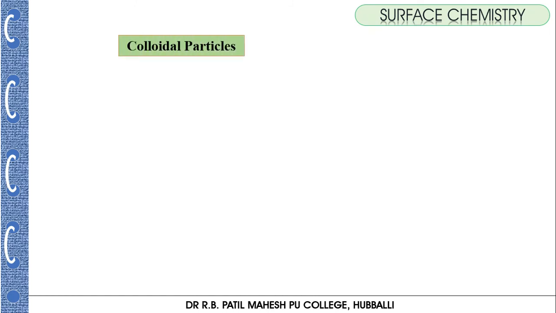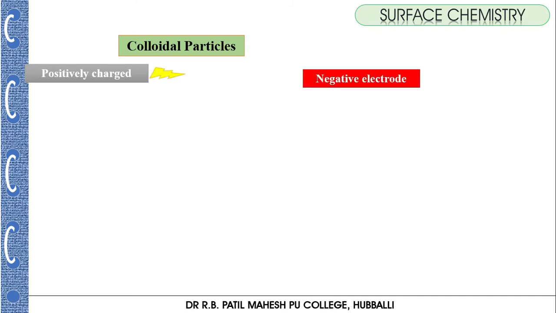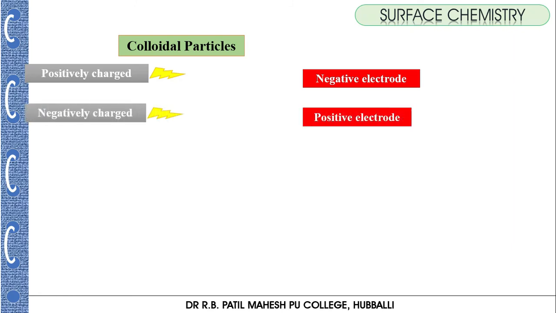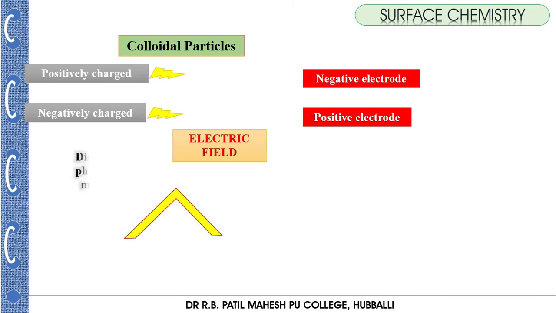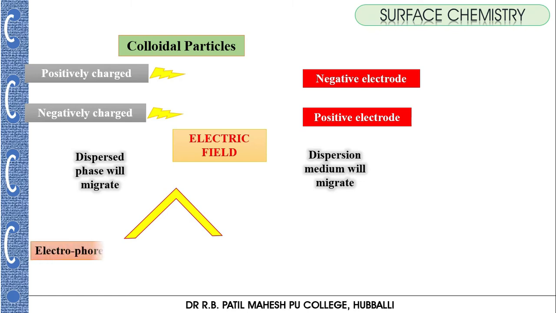Thus, positively charged colloidal particles are attracted by the negative electrode, whereas negatively charged colloidal particles are attracted by the positive electrode. Now, under the influence of an applied electric field, we know that both the dispersed phase and the dispersion medium can migrate. If the dispersed phase migrates, then that process is called electrophoresis, and if the dispersion medium migrates, then that is called electroosmosis.